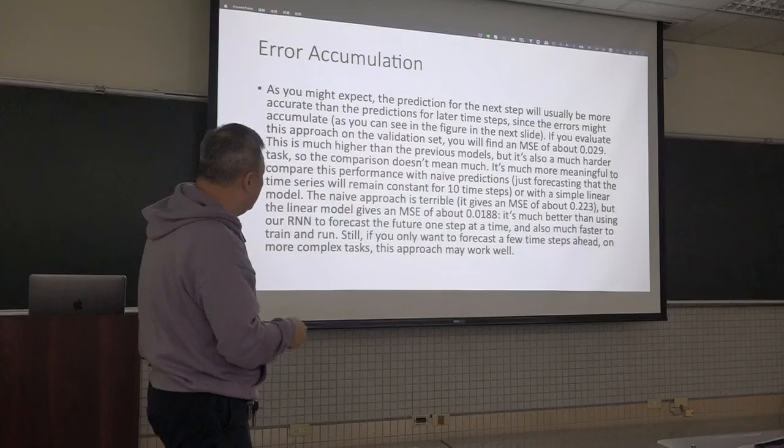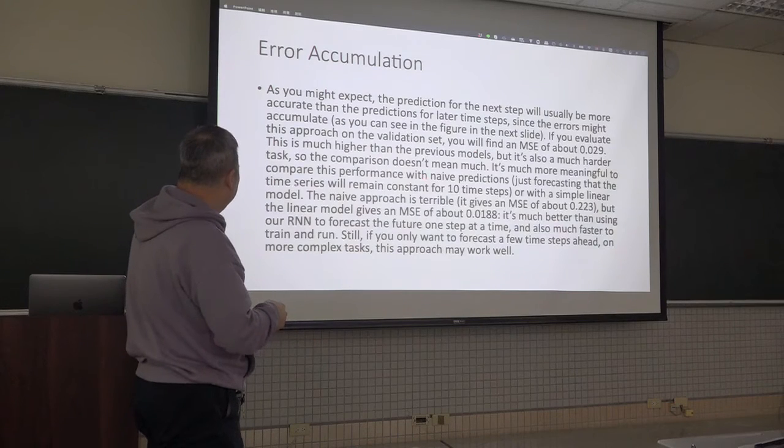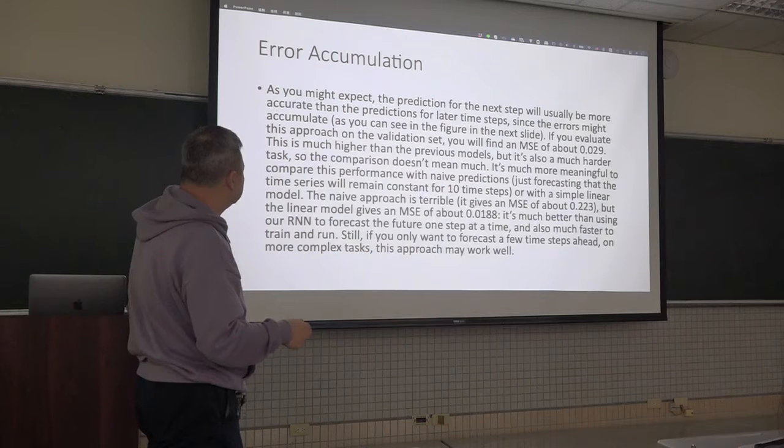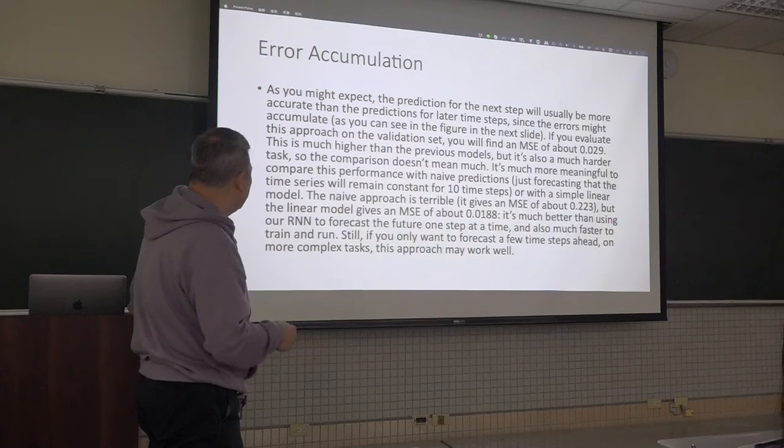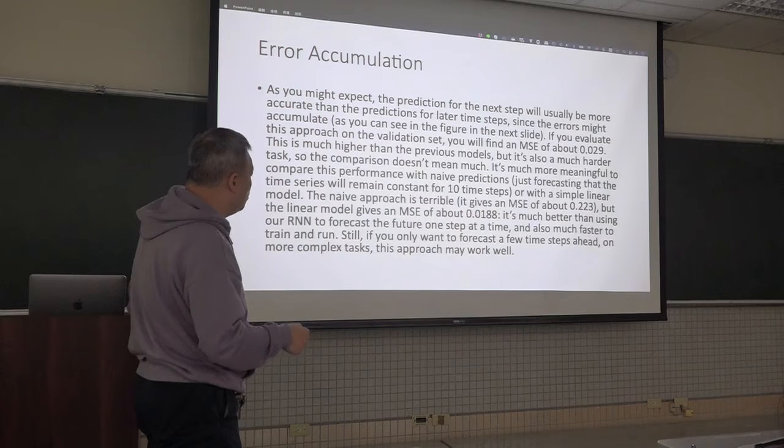Here we have an example. The naive approach is terrible. If you use the naive approach, it gives an MSE of about 0.223, but the linear model gives an MSE of about 0.0188. It's much better than using our RNN to forecast the future one step at a time, and also much faster to train and run.